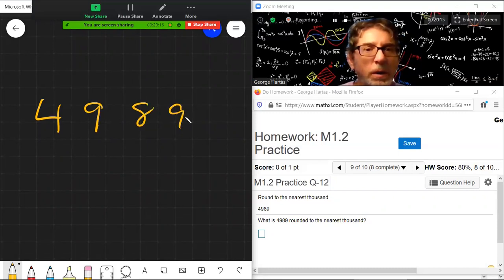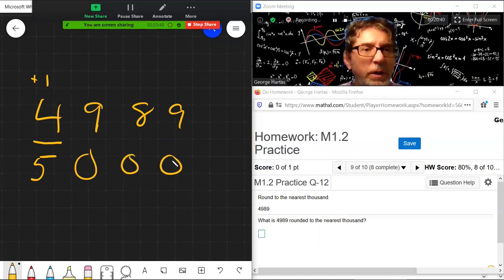We're going to round to the nearest 1,000. Ones, tens, hundreds, thousands. We look to the right. Since this digit here is 9, we're going to add 1 to the underlined digit. So 1 plus 4 is 5. All digits to the right of the underline convert to 0.